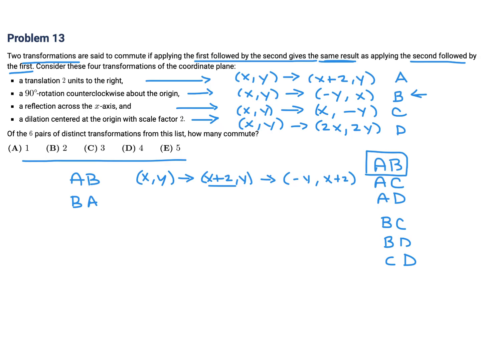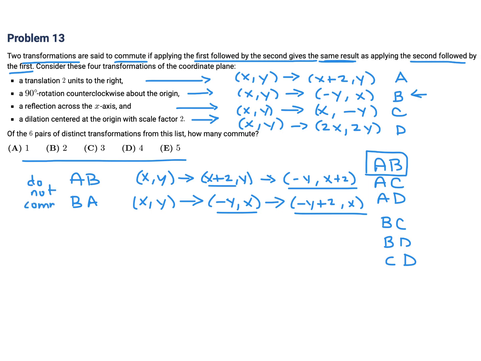A followed by B. Then B followed by A, that's you initially take your point and then you first do B. So that would basically make it minus yx. And then you take what you have and then do A on that. That would be minus y plus 2 and x. Okay, so then what you have to do is compare the two final answers. Are they the same? If the answer is yes, that means they commute, which is the word they're using right here. If the answer is not the same, then they don't commute. So as you can see, these two guys do not commute.